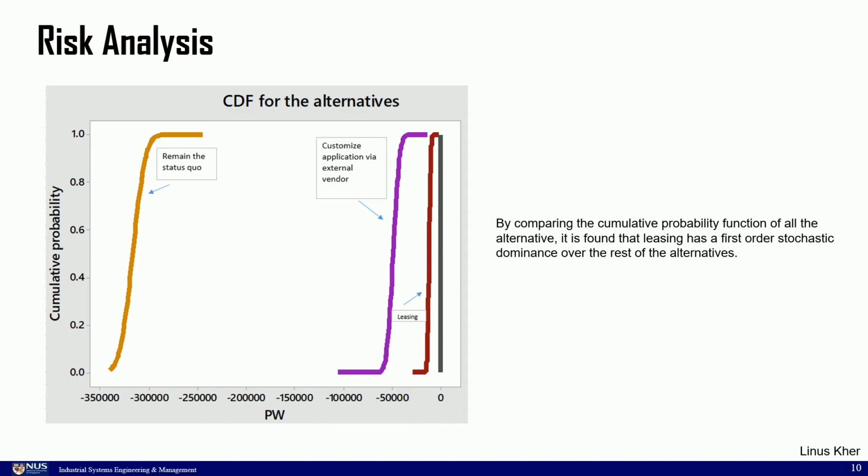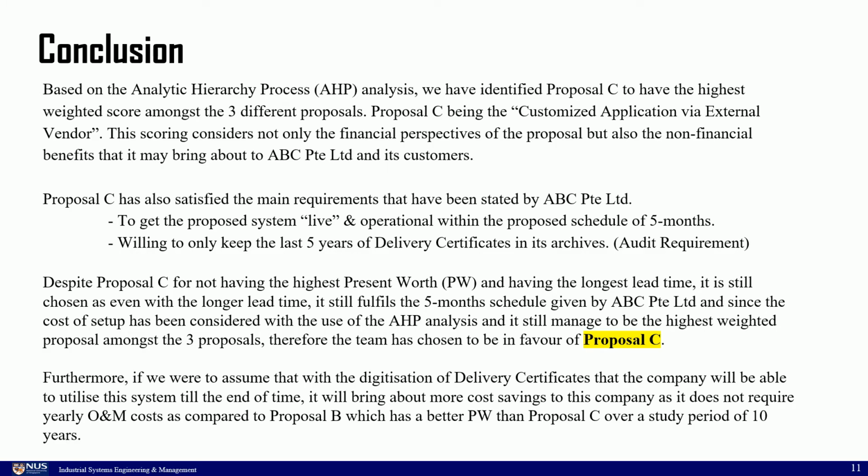Thank you, Linus. Hi, I'm Tevin Goh from Project Group 5. And let me bring to you my team's conclusion of our findings. Based on the analytic hierarchy process, AHP analysis, we have identified proposal C to have the highest weighted score amongst the three different proposals. Proposal C being the customized application via external vendor. This scoring considers not only the financial perspectives of the proposal, but also the non-financial benefits that it may bring about to ABC Private Limited and its customers.